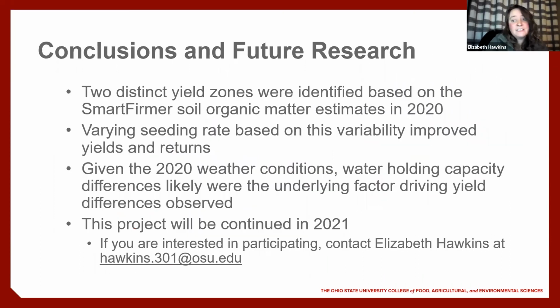So to summarize, the SmartFirmer data worked really well to identify two distinct yield zones in a non-irrigated field. And when we used those zones for a variable rate prescription, it increased returns in that field. We do believe the differences in water holding capacity was due to the increased organic matter content, and that was a driving factor in the success of this approach for 2020. We're excited to continue this work in 2021 to see if we see similar results.